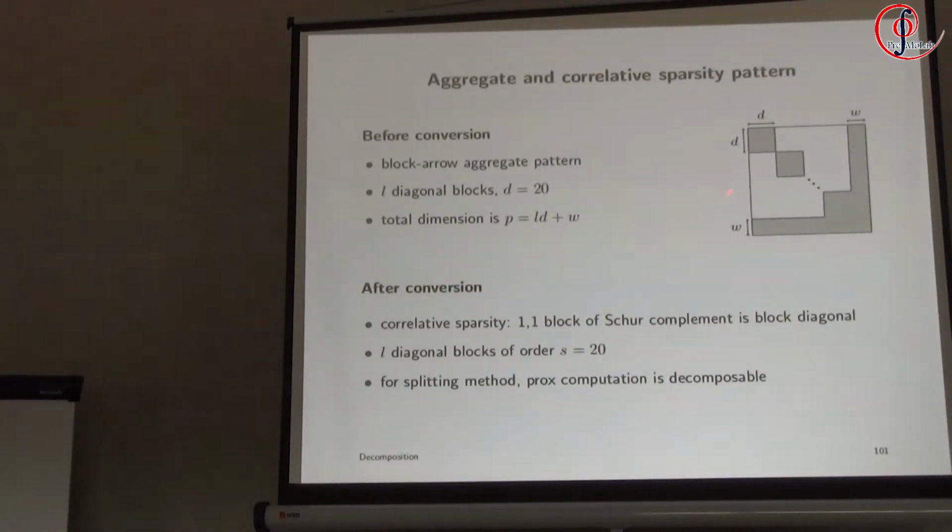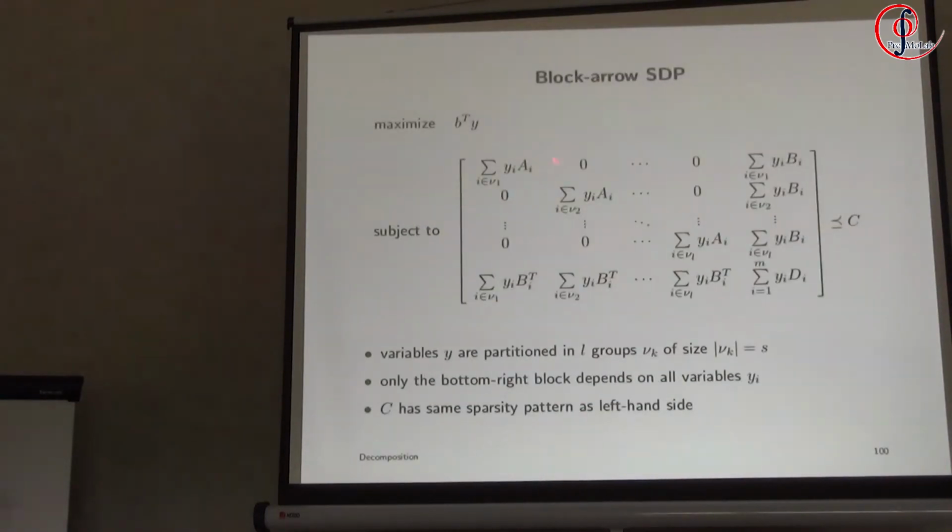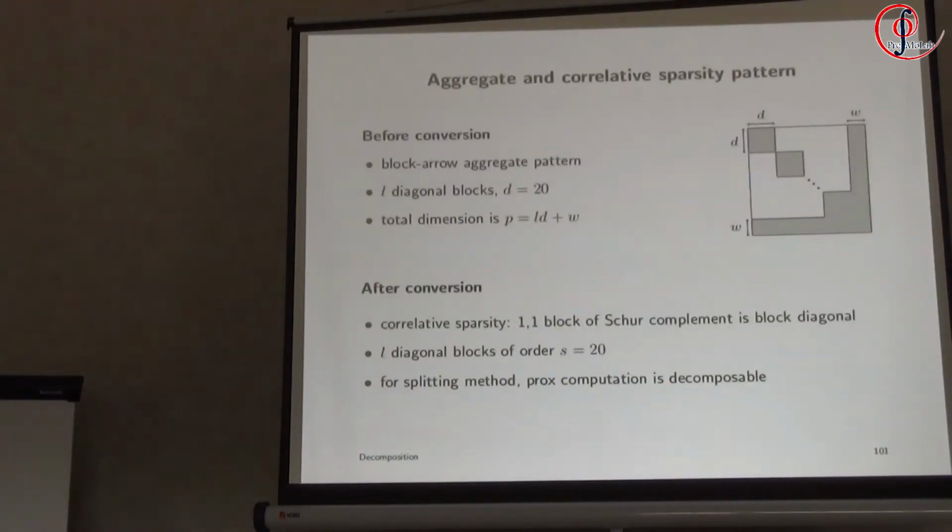Then we have different dimensions in the problem. The number of cliques will be L, D is the size of the block, which we take fixed to be 20, and W is the arrow width, so the dimension of this last block. We'll vary the number of blocks and W. The coefficients Ai here are chosen so that after conversion we have this correlative sparsity pattern. And it's actually a diagonal. So the prox computation didn't do it, but in principle the prox computation would be completely decomposable.